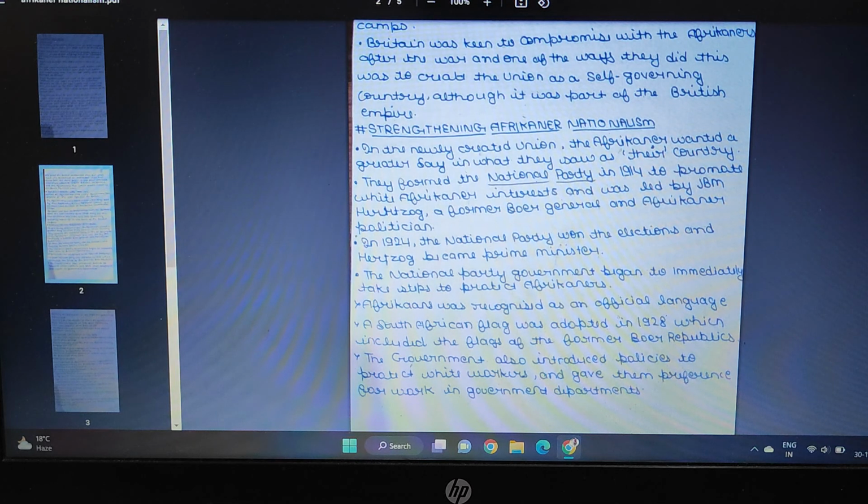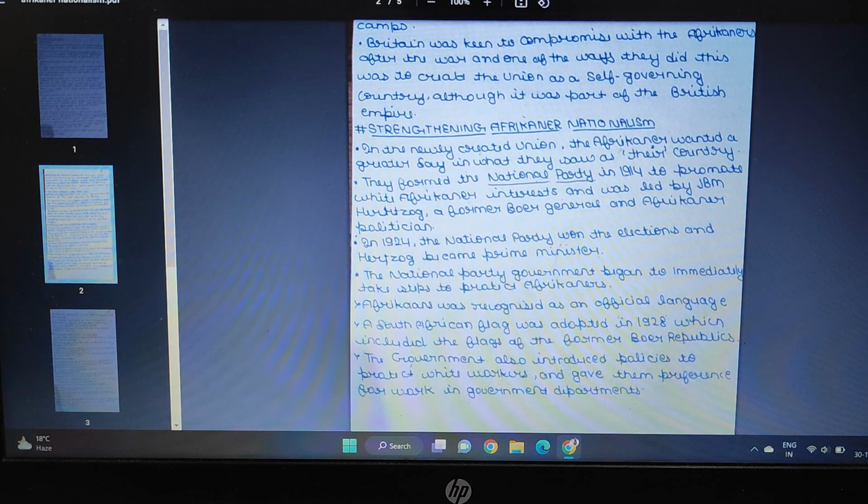In 1924, the National Party won the elections and Hertzog became prime minister. So this man, Hertzog, started to form a party known as the National Party in 1914 to promote white Afrikaners, and he also became the prime minister and won the election.